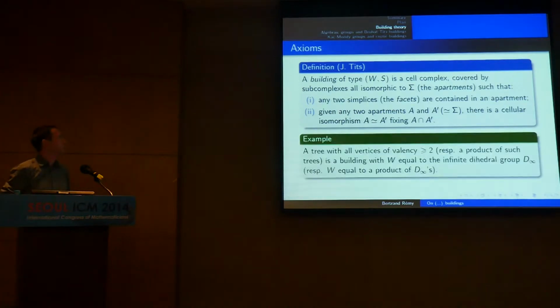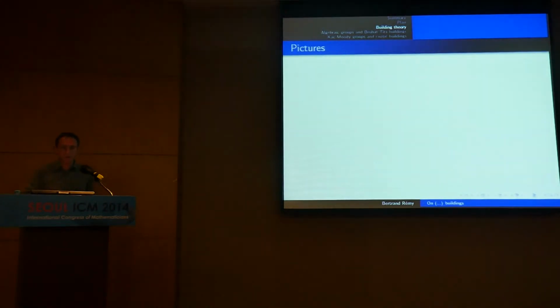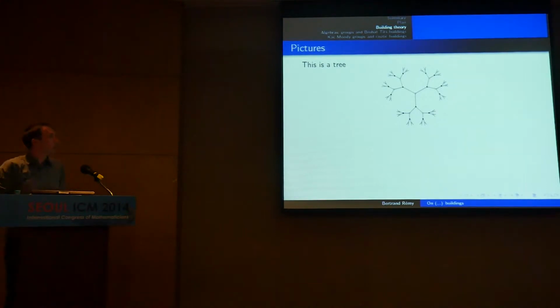Okay. So typically, a dimension 1 example is given by a tree in which all vertices have valency at least 2. So in that case, the Weyl group is infinite dihedral. And as I said before, this is an example of a Euclidean building because the Weyl group, the reflection group, is Euclidean. Okay, so let's draw some pictures. Here are the one-dimensional examples with an infinite Weyl group. So as I said, the Weyl group is the infinite dihedral group.